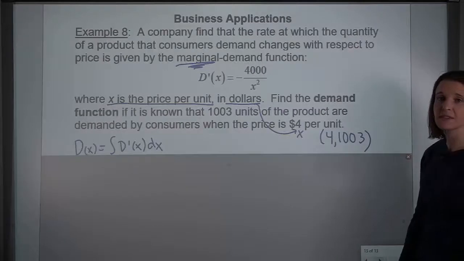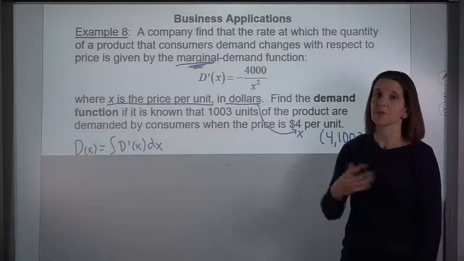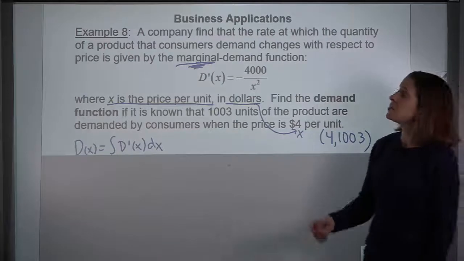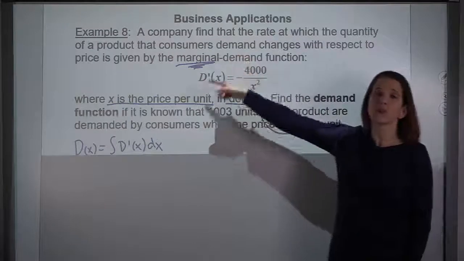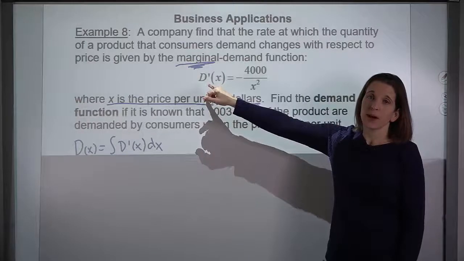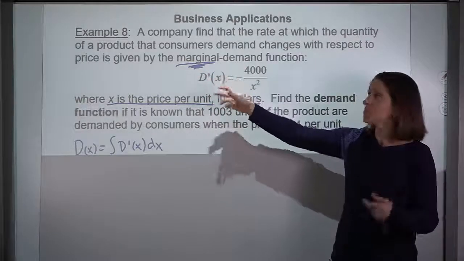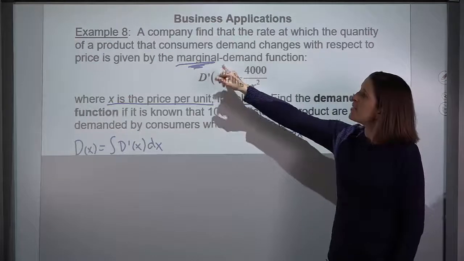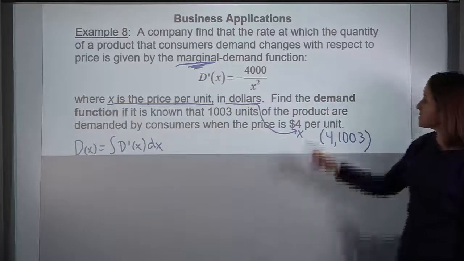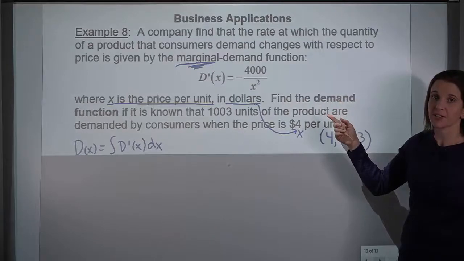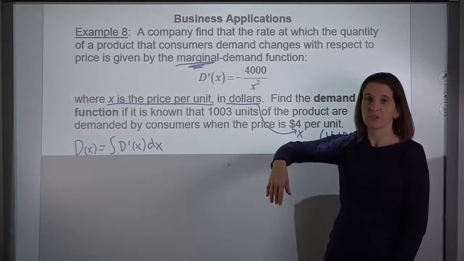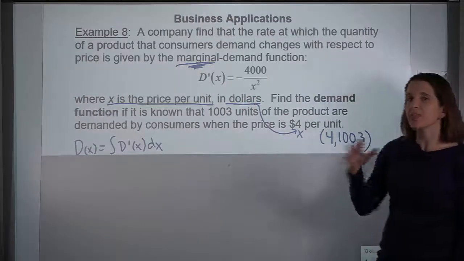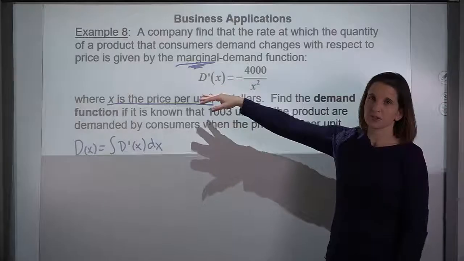So we're just going to look at one final example that is the same thing as what we were just doing, but with a business application. So it says a company finds that the rate at which the quantity of a product that consumers demand changes with respect to price is given by the marginal demand function. So notice it says D prime, and it had the word marginal, which we know means derivative. And that makes sense because then they are asking us questions about the original demand function. And we know if we want to undo a derivative to get the original function, we'll use an antiderivative to do that. So all of that actually makes sense that they're giving me a derivative function this time.